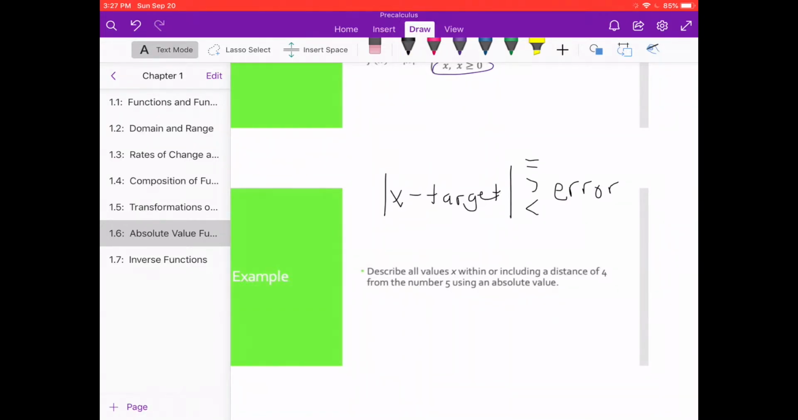When we're doing this one, our target number is 5, so we're going to have the absolute value of x minus 5 is within or including, so that tells me it has to be less than or equal to 4, a distance of 4. So the absolute value of x minus 5 is less than or equal to 4. It says the same thing as that English sentence.